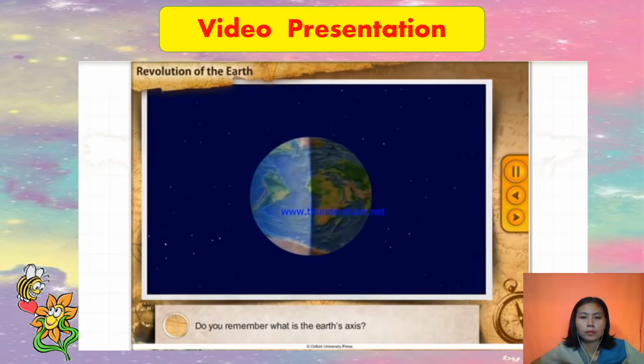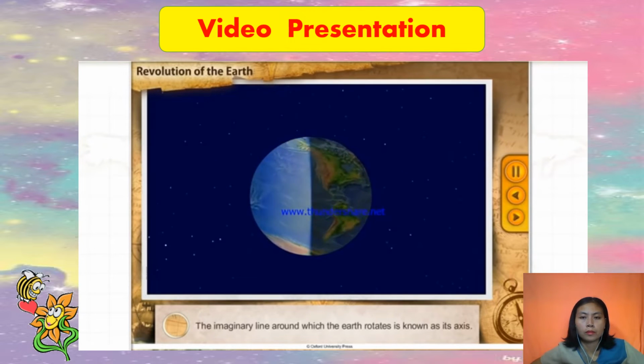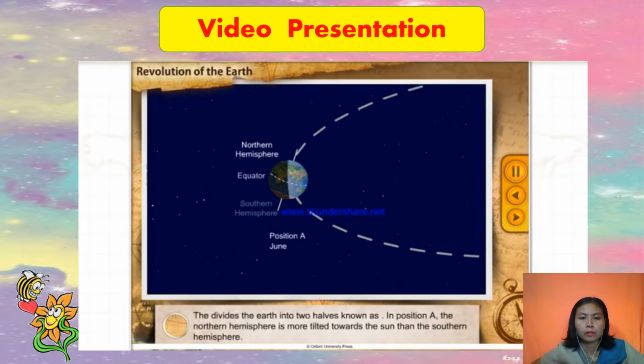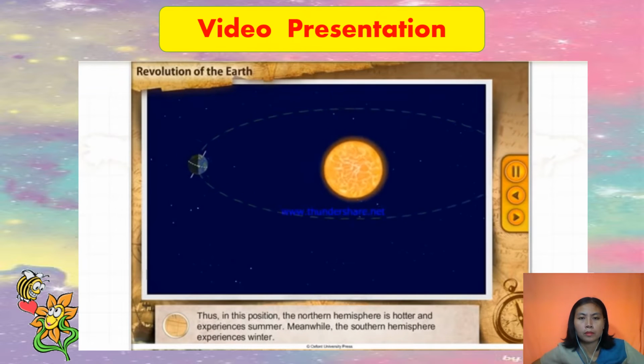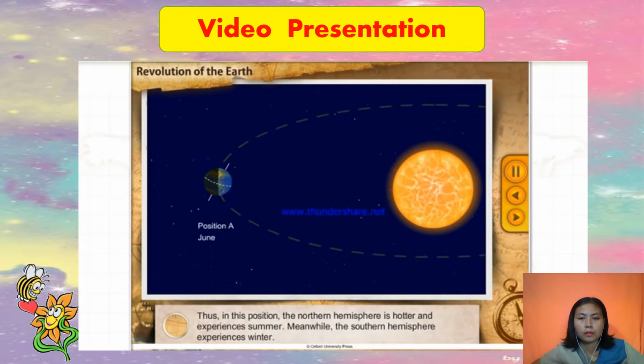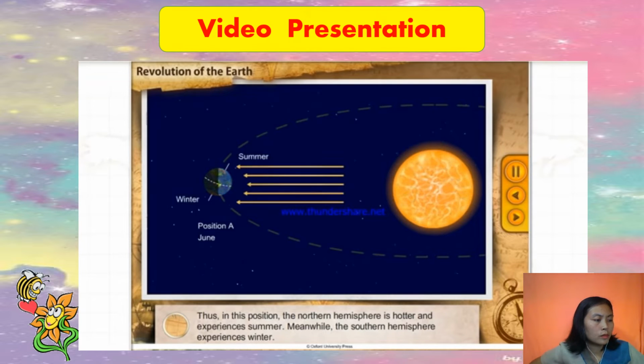Do you remember what is the Earth's axis? The imaginary line around which the Earth rotates is known as its axis. The equator divides the Earth into two halves known as hemispheres. In position A, the northern hemisphere is more tilted towards the Sun than the southern hemisphere. Thus, in this position, the northern hemisphere is hotter and experiences summer. Meanwhile, the southern hemisphere experiences winter.